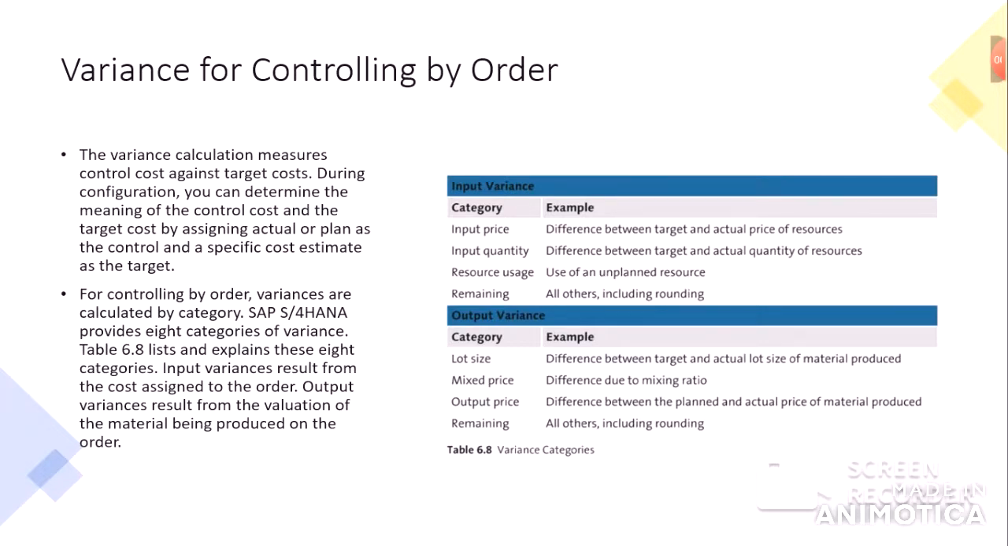Remaining, all others including rounding. Category, so that is input variance. Output variance is lot size, mixed price, output price, remaining. Lot size is the difference between target and actual lot size of the material produced. Mixed price is the difference due to mixing ratio. Output price is the difference between the planned and actual price of the material produced. Remaining is all others including rounding. Variance categories.